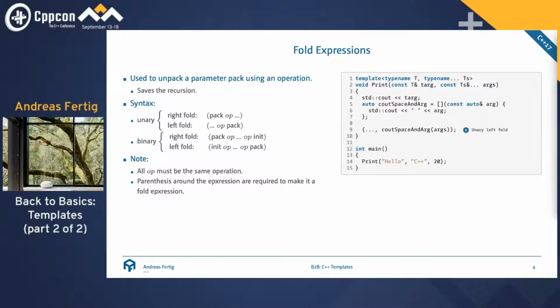And by that, it saves me the recursion we had before, because this is now one long call separated by the comma operator. And for those of you who know the comma operator, it works that way that only the last return value, if there would be any, is preserved. All the others are discarded. So my lambda returns void, so that doesn't matter here.